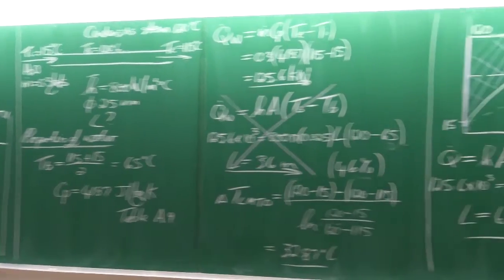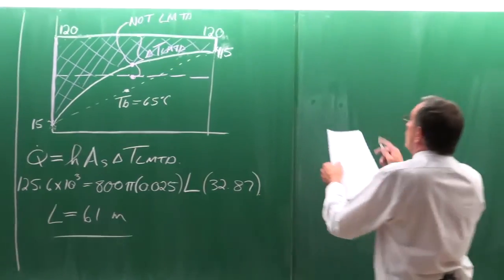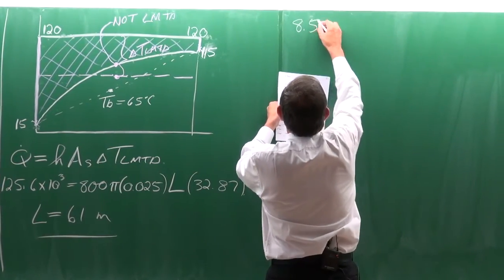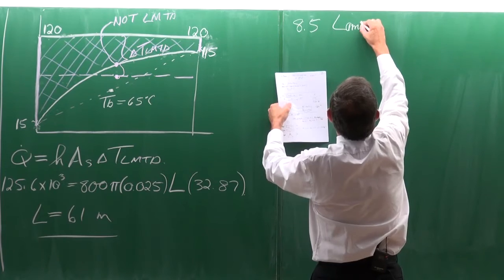Right, the next paragraph in the textbook is paragraph 8.5, and that is laminar flow in tubes.